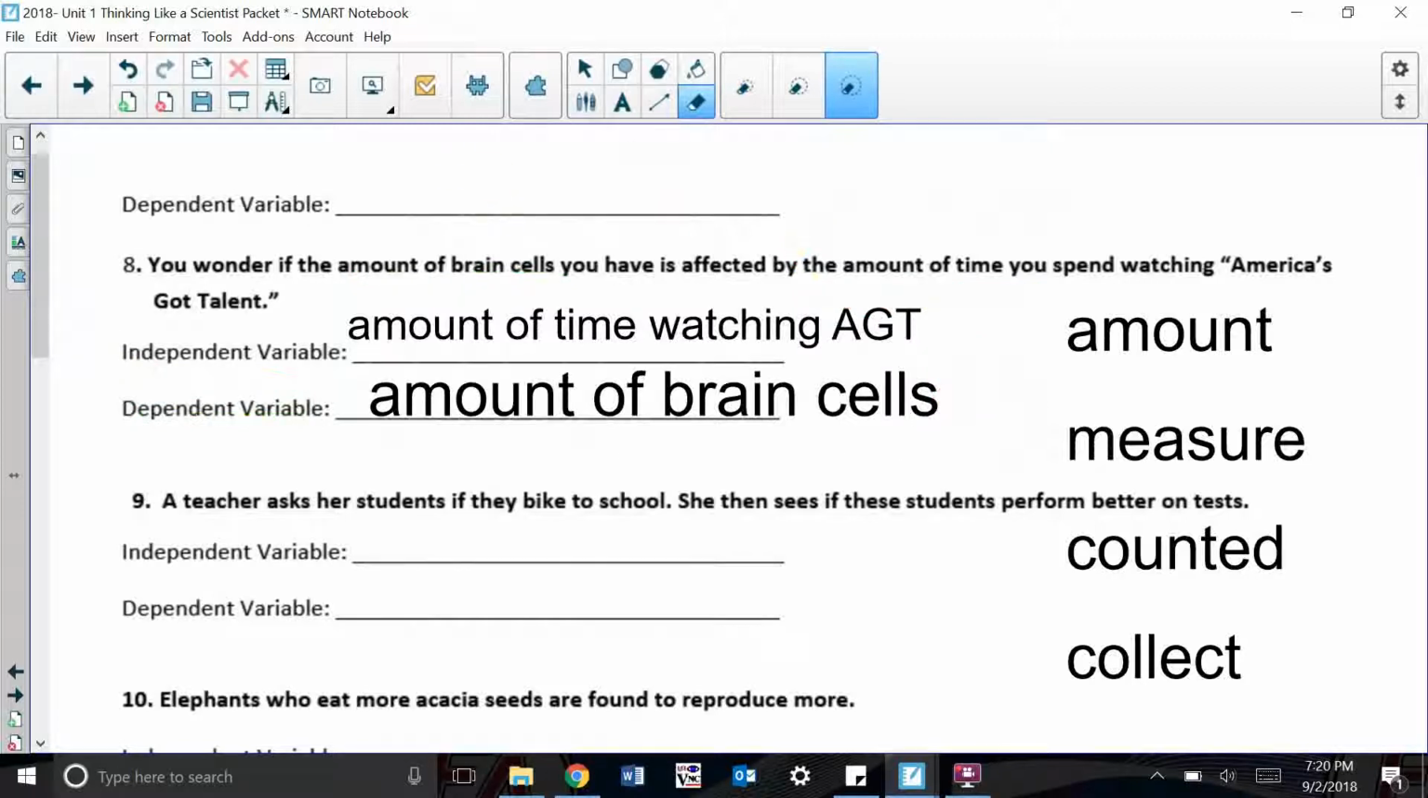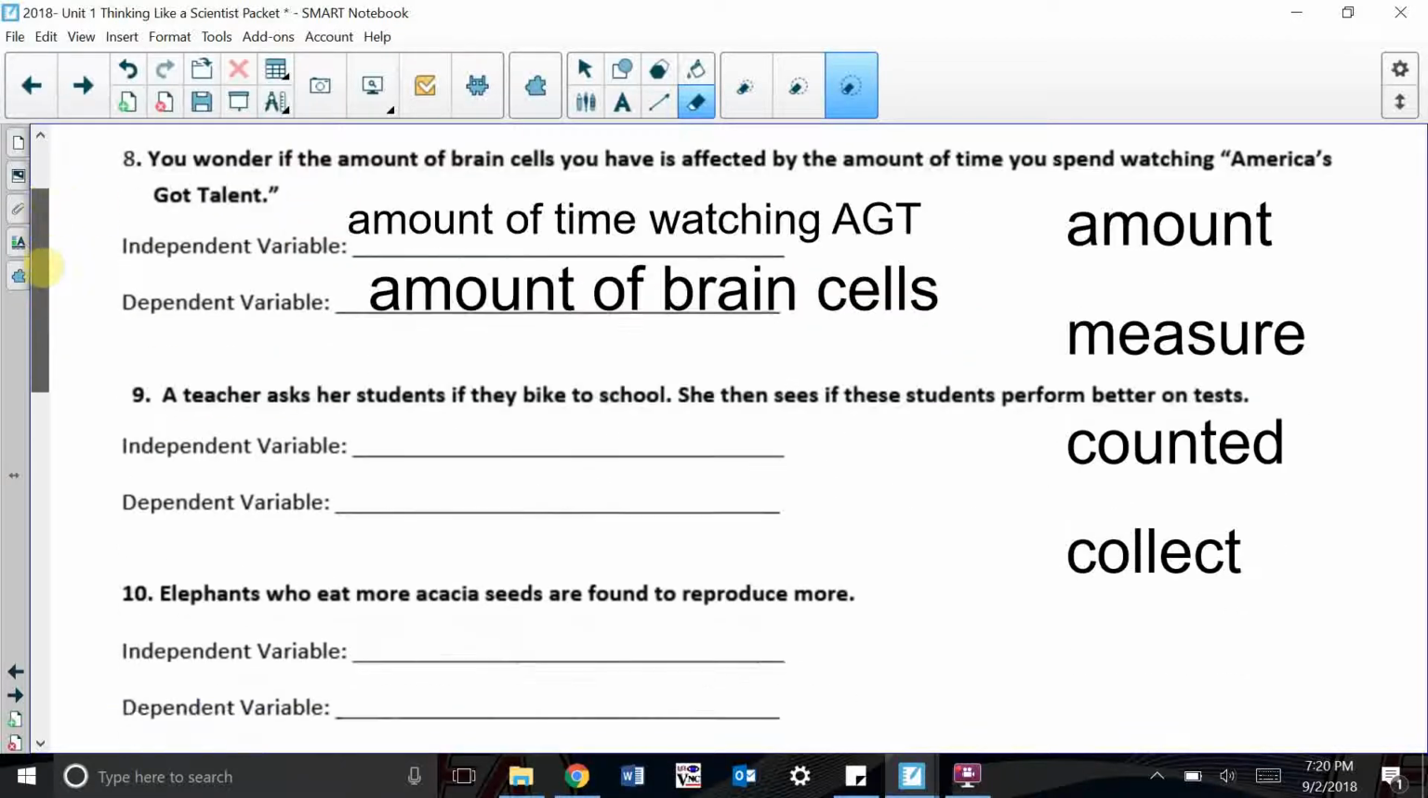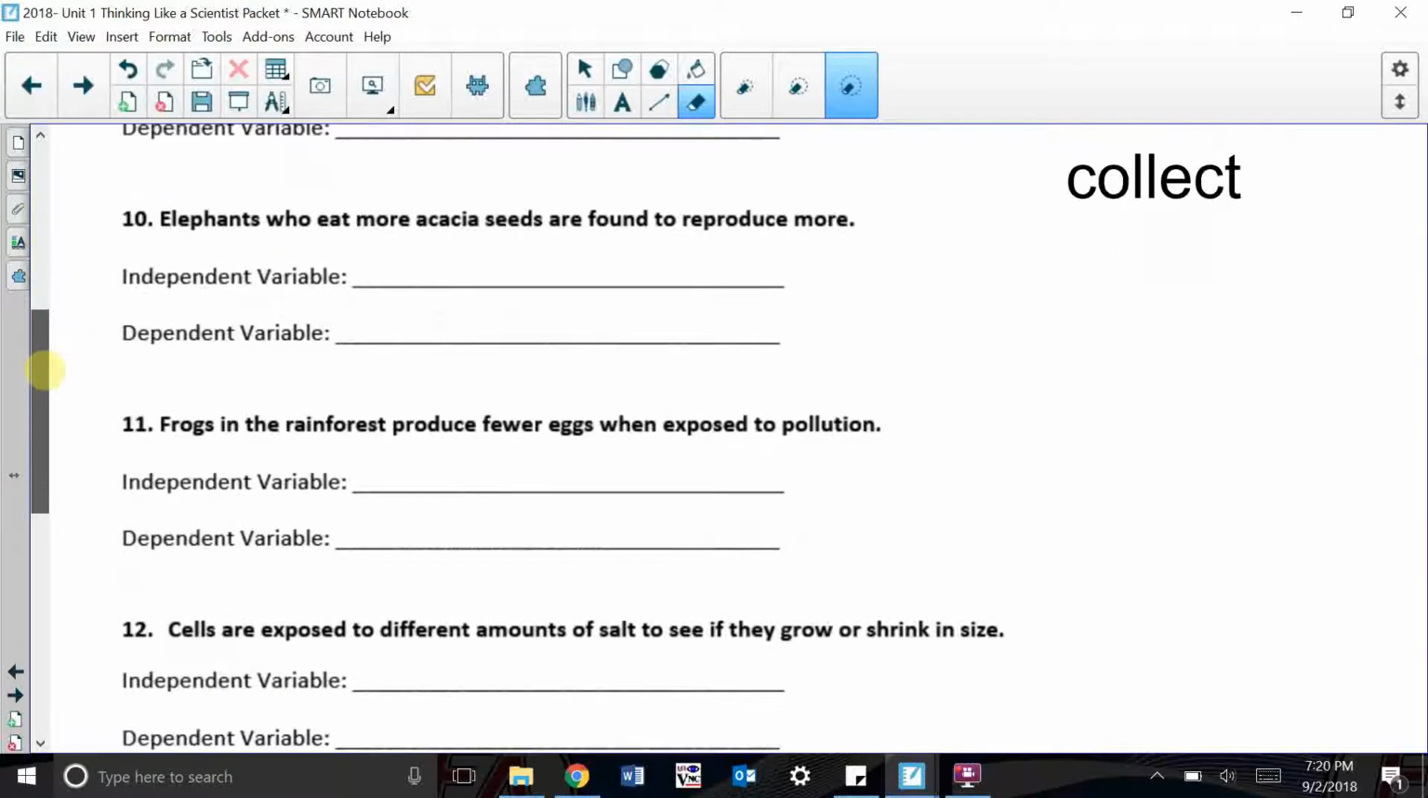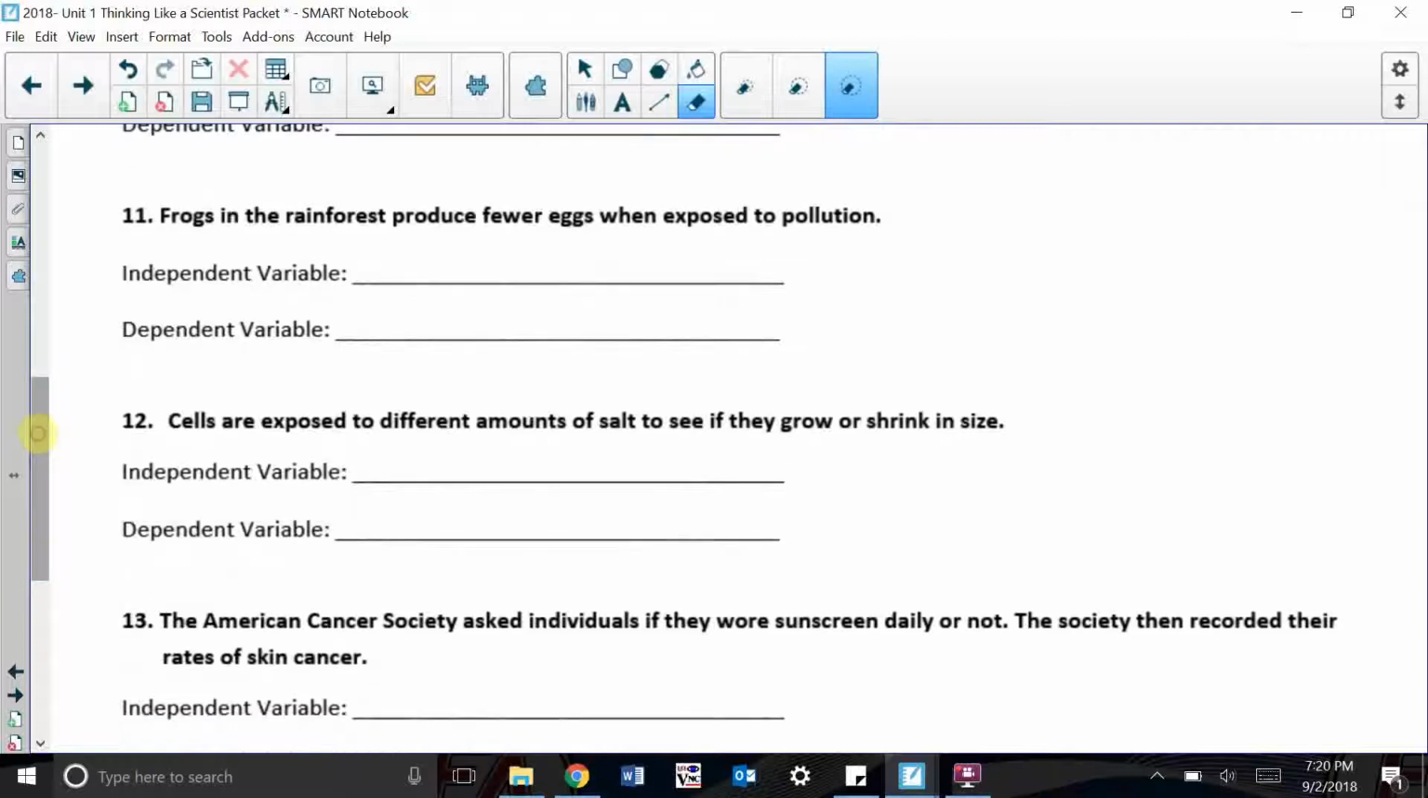All right, let's just do one more before we wrap up. Let's go ahead and do number 12, because we're in biology, we'll talk about cells all the time. So number 12 says cells are exposed to different amounts of salt to see if they will grow or shrink in size. Okay. Let's go ahead and do the independent variable first.